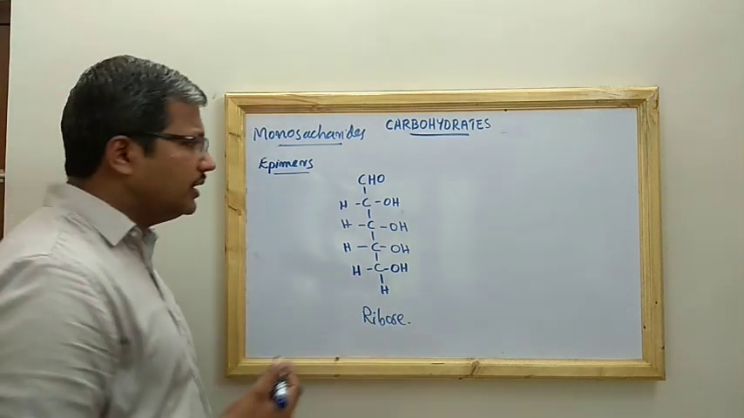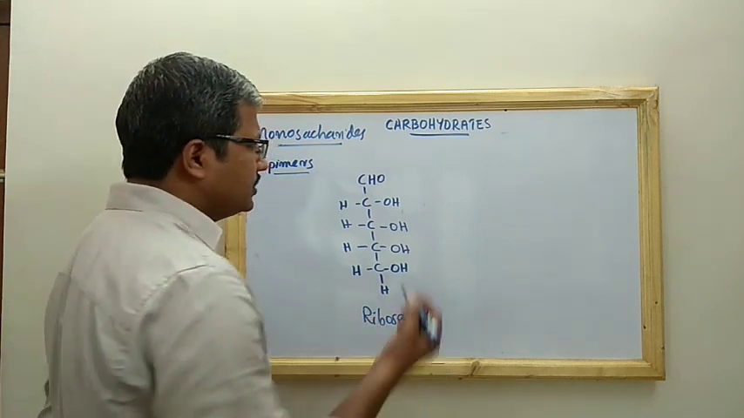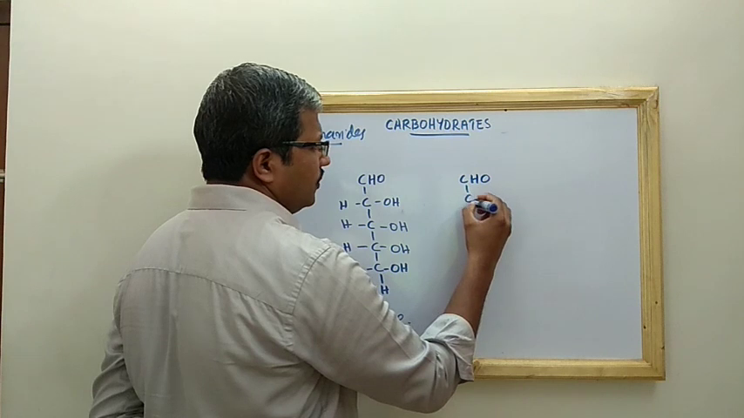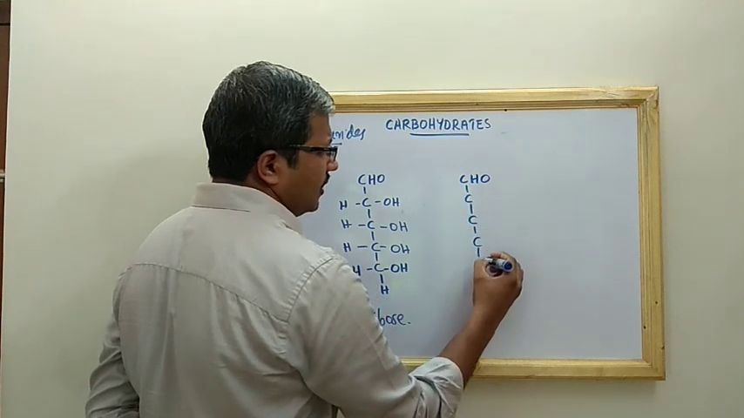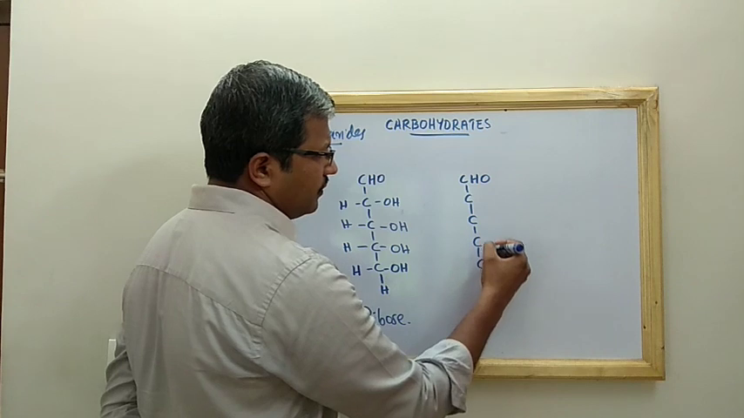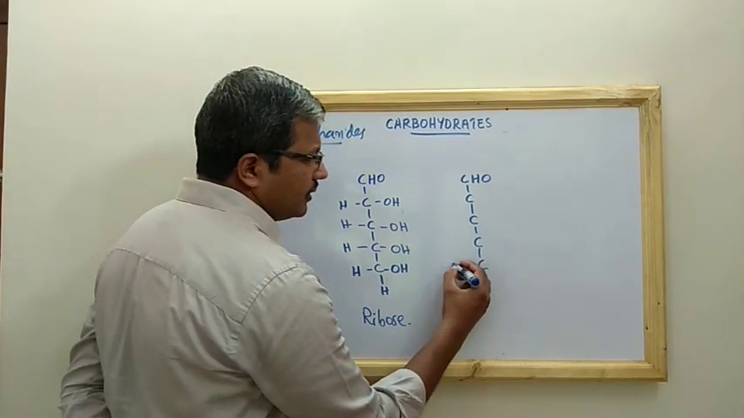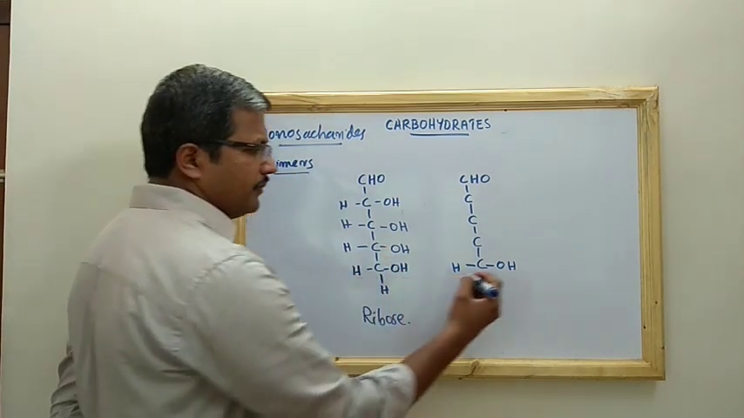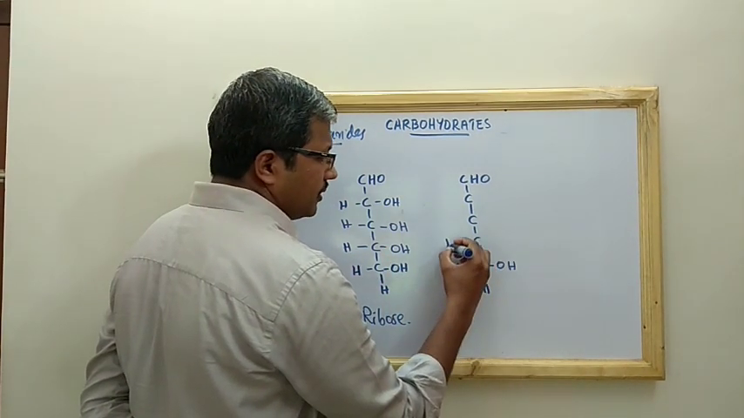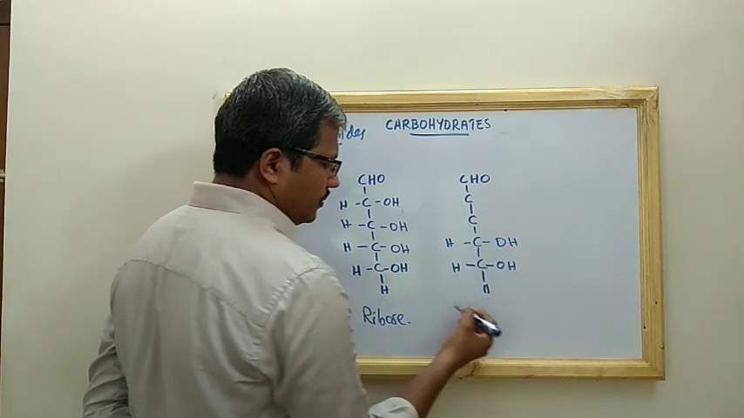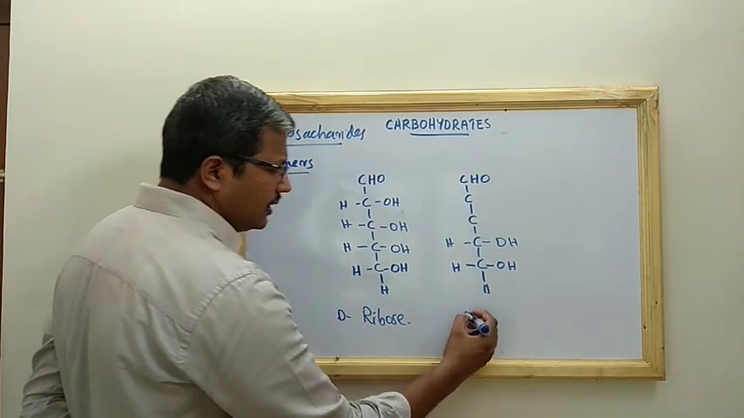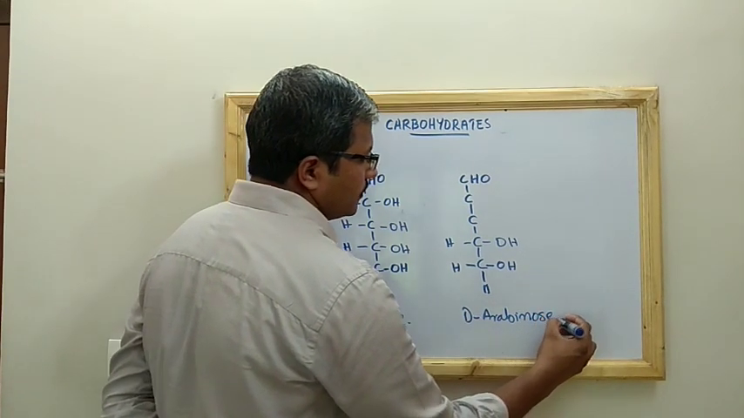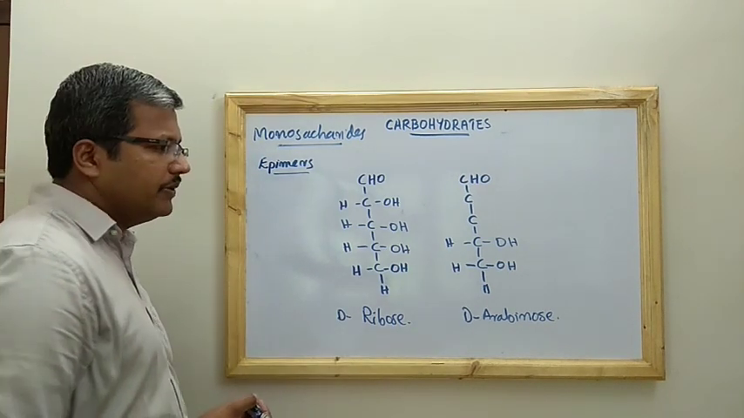And if I am writing the arabinose, okay, ribose and arabinose, you can see that it also has the same thing, CHO, 5 carbons, 2, 3, 4, 5. And it will be differing from this particular ribose only at one carbon. The penultimate carbon will be having H, OH, because I am writing here D-ribose and D-arabinose.